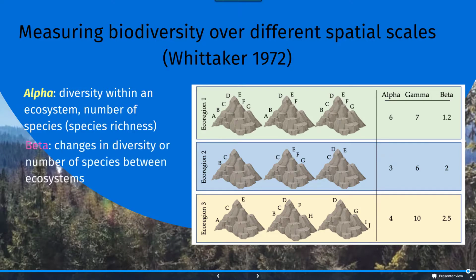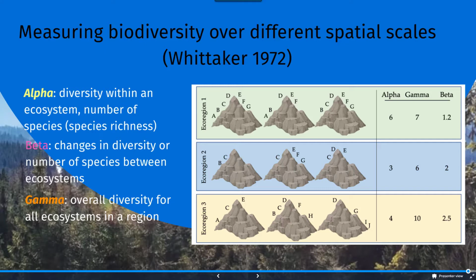We can also measure biodiversity at the beta level, which is where there are changes in the diversity or number of species between two ecosystems. And finally, we have the gamma level, which is the overall diversity for all ecosystems within a region. So in the figure to the right, we have 3 different panels that give you several different examples of this concept. In ecoregion 1, or the first panel, we have 3 different ecosystems represented by those little mountaintops, and the species represented by the letters.